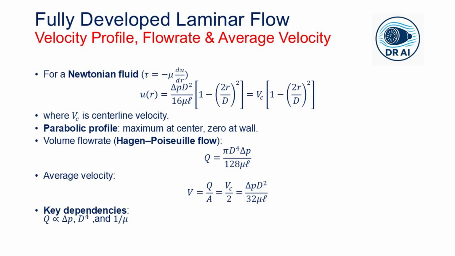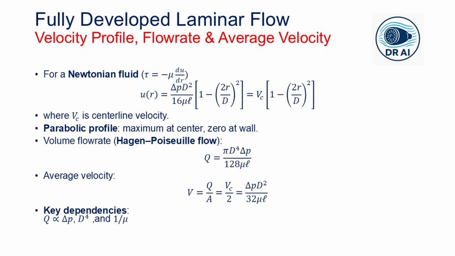And thirdly, it also tells us that Q is proportional to D raised to the power 4. So this is the killer. If you double the pipe diameter, the flow rate increases by a factor of 2 raised to the power 4, which is equal to 16 times. So this shows the incredible sensitivity of pipe flow to the diameter. A small error in measuring D, the diameter, leads to a huge error in calculating the volume flow rate Q.